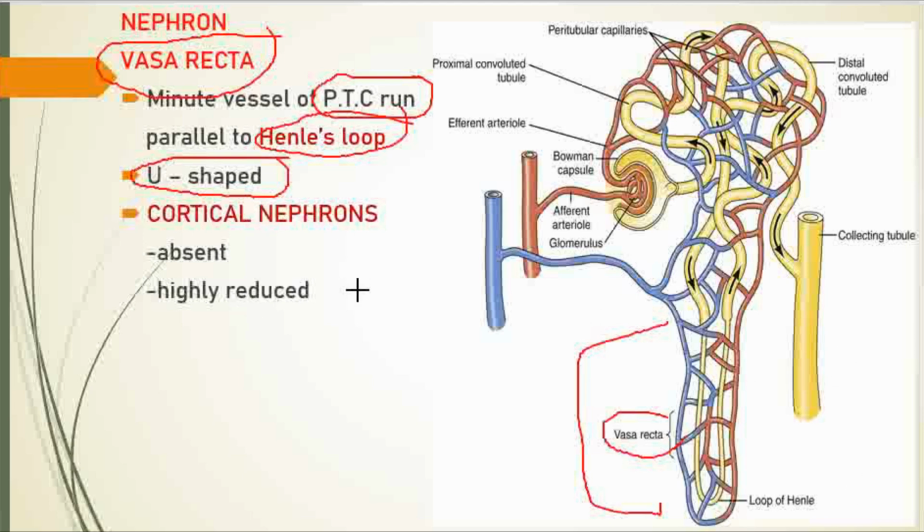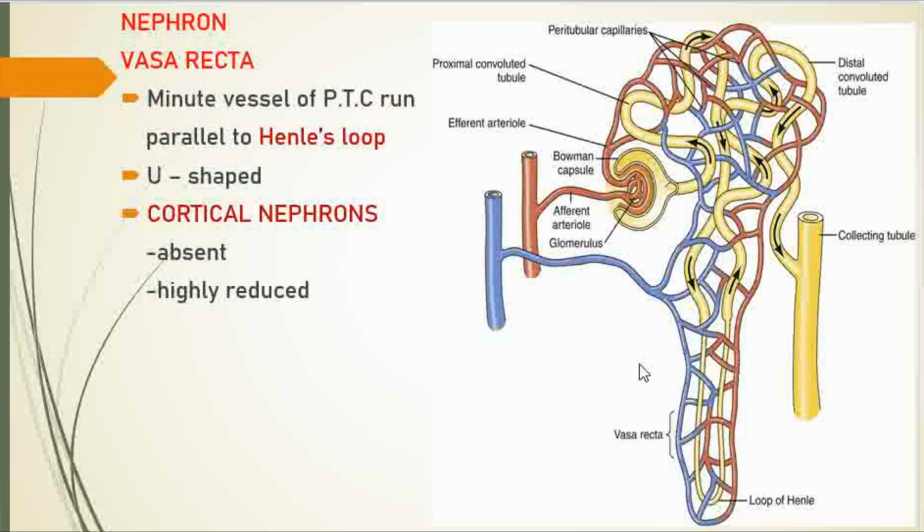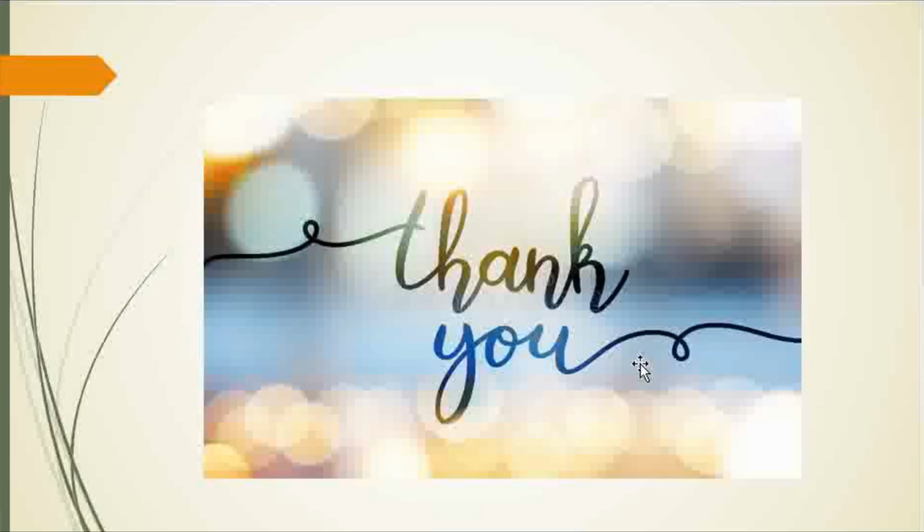So cortical nephrons பொறுத்த வரைக்கும் they are absent. The vasa recta, no, it is absent in case of cortical nephrons. So ஏனா அது cortexல மட்டும் தான் இருக்கும் அந்த nephrons, and they are highly reduced, this vasa recta.